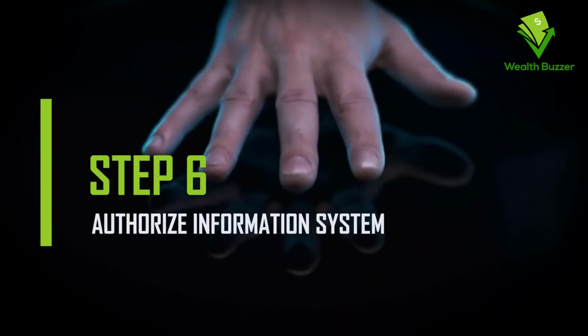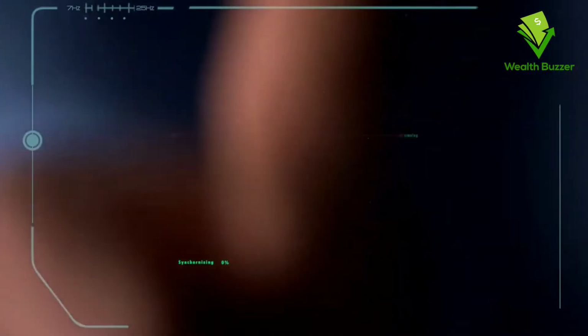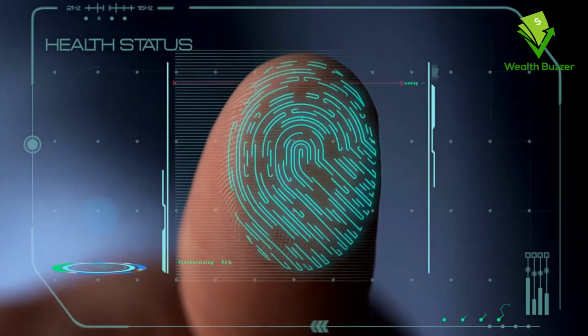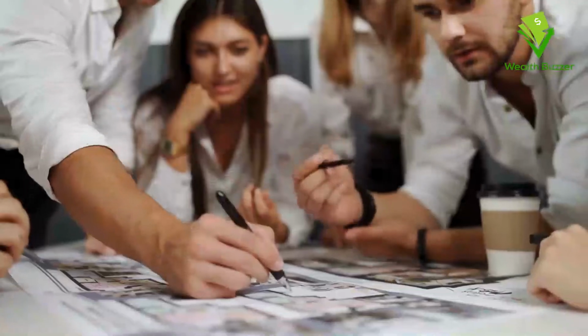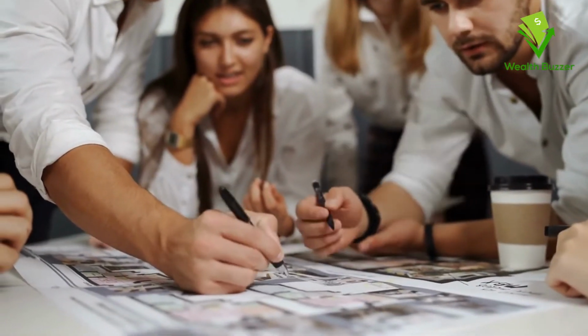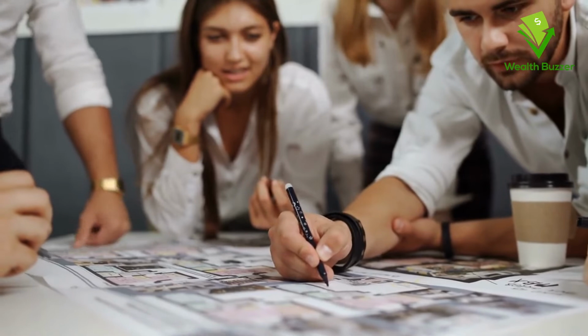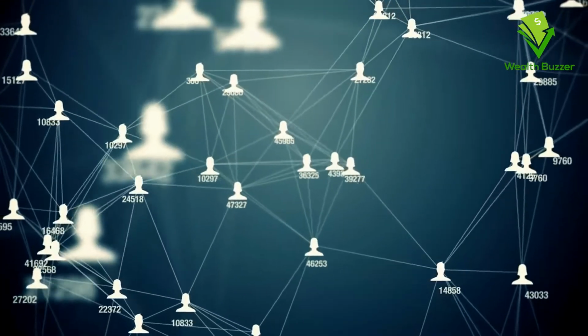Step 6. Authorize information system. Information system operations may only be approved if the risk to the company, its people, assets, other organizations, as well as the country as a whole, have been assessed and determined acceptable.